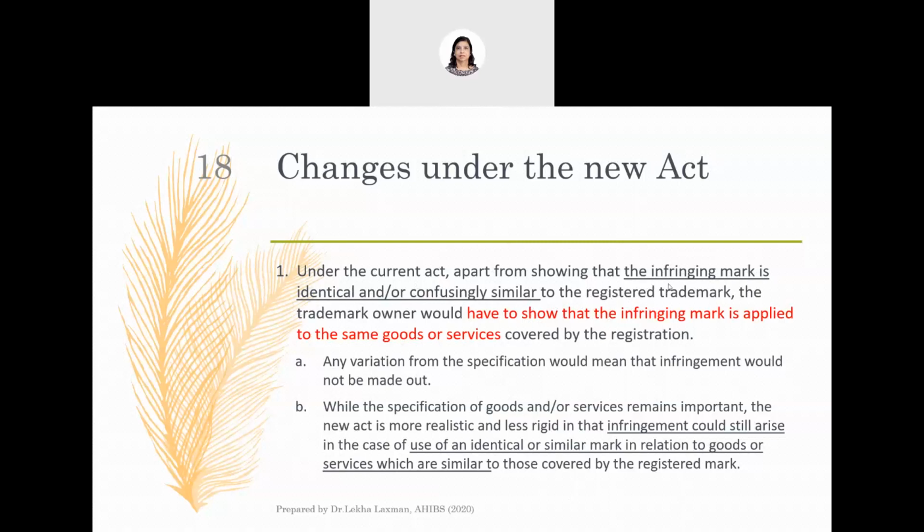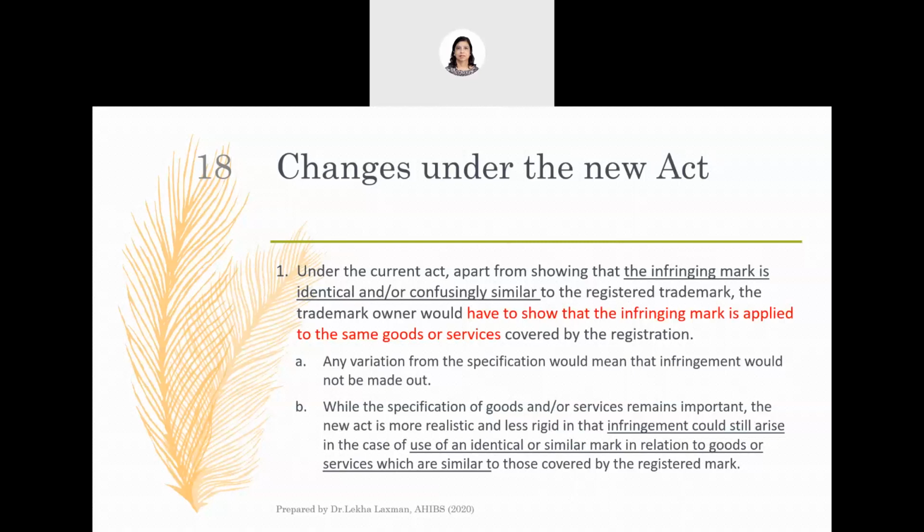You have to show that the infringing mark is identical to yours or is confusingly similar to your registered trademark. But you also have to show that it is in relation to the same goods or services. So, for example, if it is Hilton, and somebody is using the H, it has to be in relation to hotels, right? Not in relation to shoes, for example.